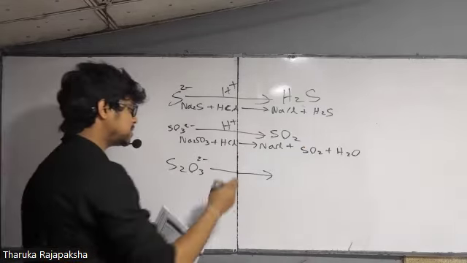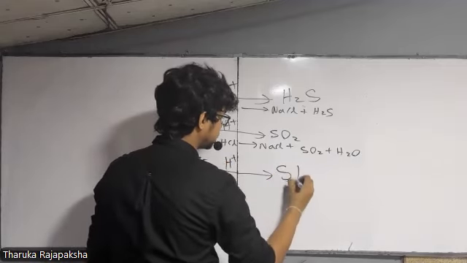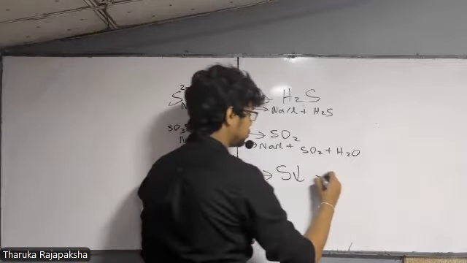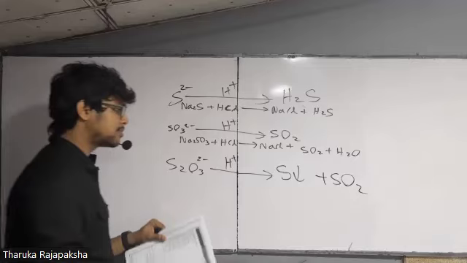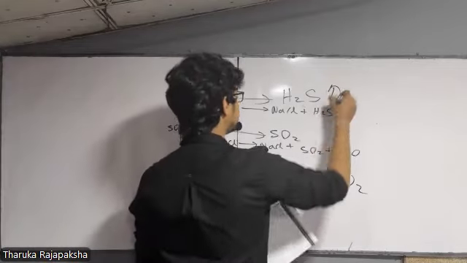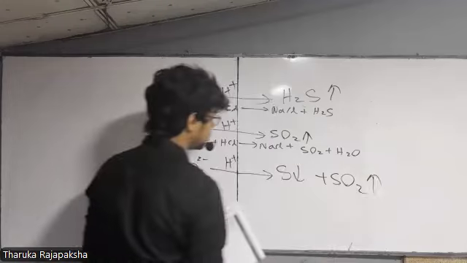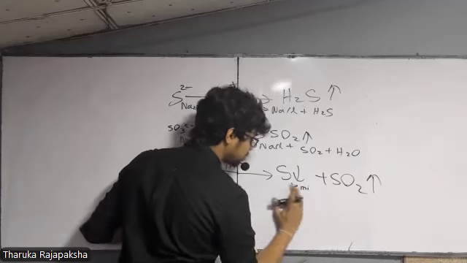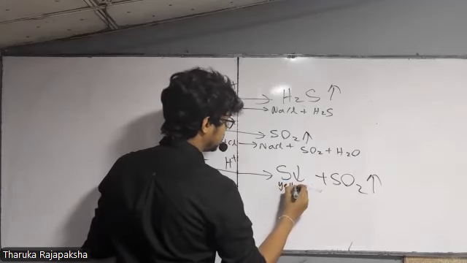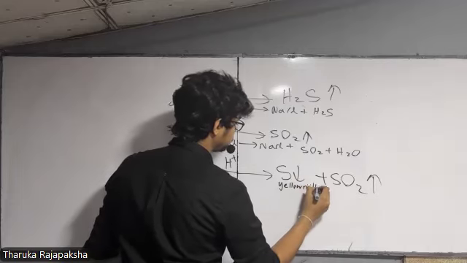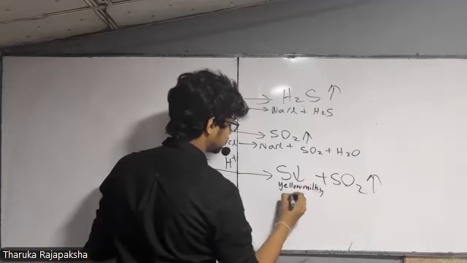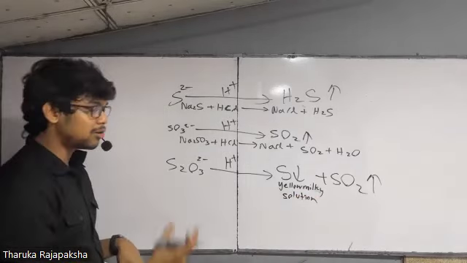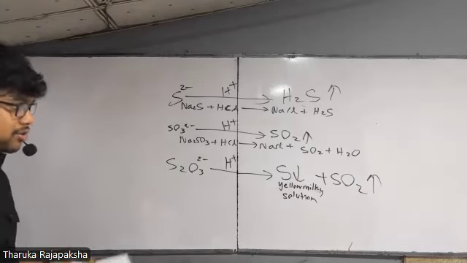S2O3 2 minus, when you add H plus, you get a different kind of thing. Sulfur precipitate forms together with SO2. SO2 gas is evolved. H2S is a gas, SO2 is also a gas. This one also evolves SO2 gas. You get a yellow, milky solution, like a yellow precipitate forming a milky solution.